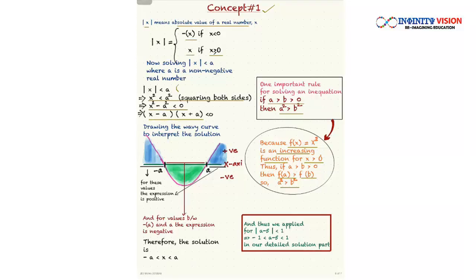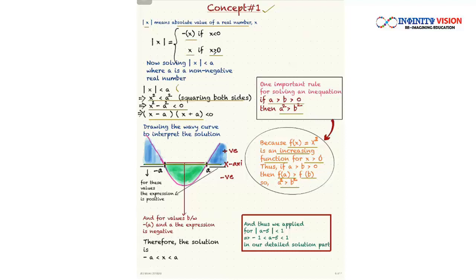Now for this expression, x minus a into x plus a, we want all the values of x for which this expression remains negative. Now we'll try to draw the rough curve for x minus a into x plus a. For that, we'll be doing the wavy curve. We'll be drawing the x-axis, which you can see as this green line. Now we know that at a and minus a, this curve will intersect the x-axis, so this pink curve represents our rough interpretation of x minus a into x plus a.